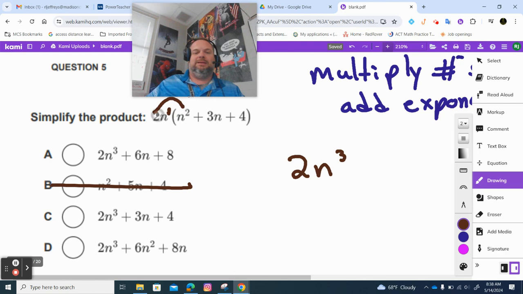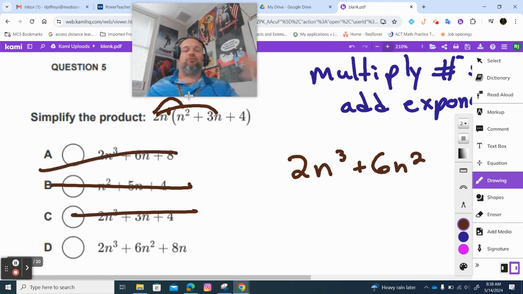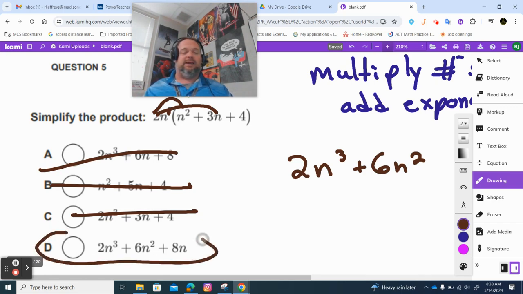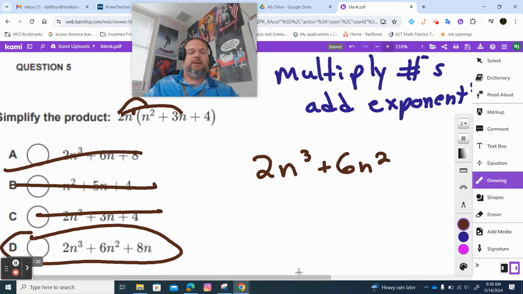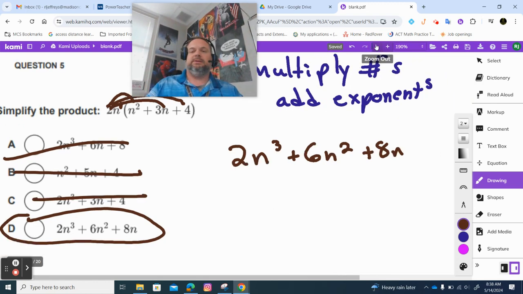All right, then we multiply here. This is going to be 6 n squared. I really don't have to finish that because this is the only one left. But I know if I don't, some of y'all will have like a math stroke. Y'all will start twitching.